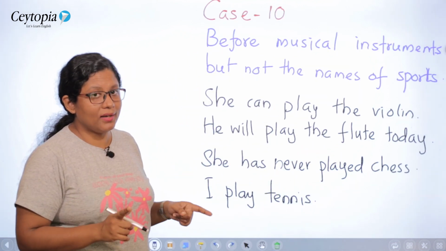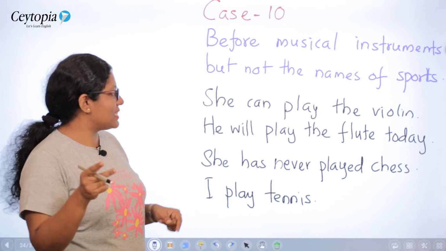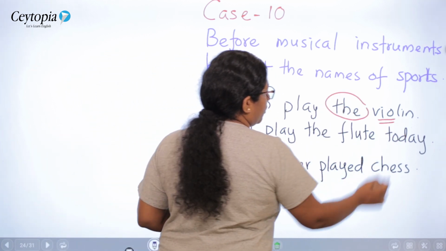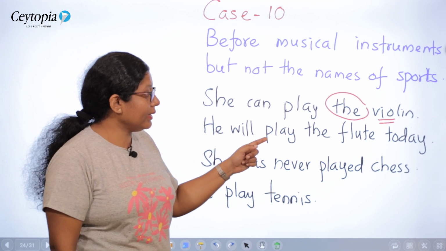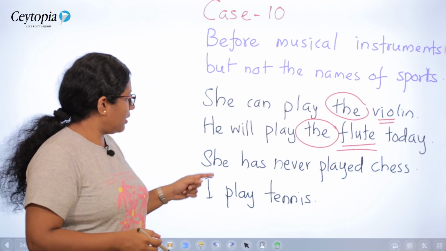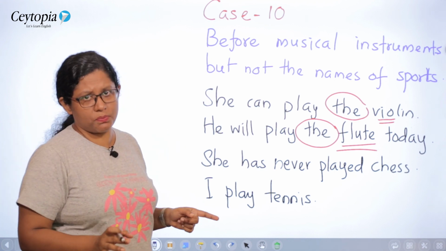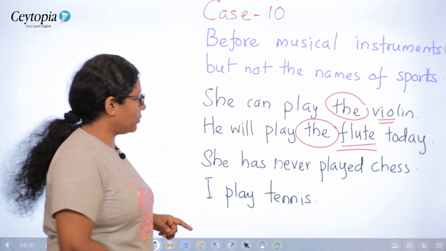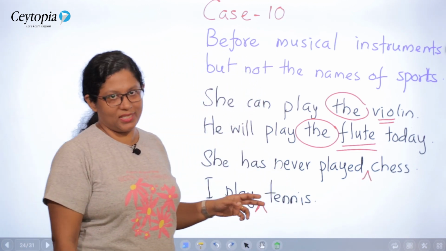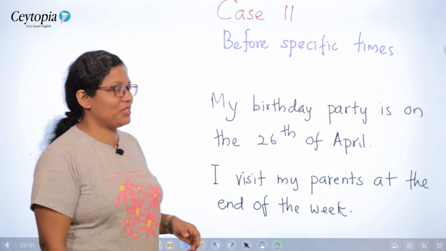You use the before musical instruments but not before the names of sports. Examples, she can play the violin. You use the before the name of the musical instrument. He will play the flute today. The flute, before the name of the instrument. But how about the names of games? She has never played chess before. I play tennis. So before those nouns you don't use the. So you don't find a reason for these things. These are mere practices, the way they use it in their language.